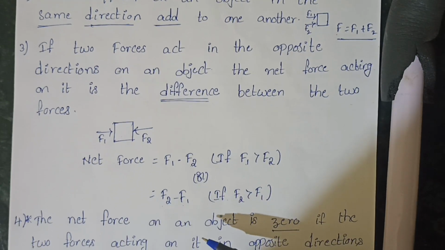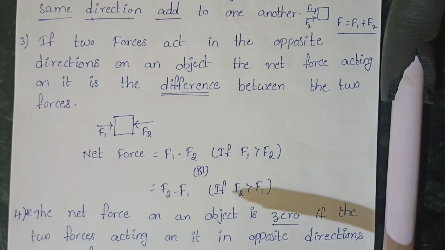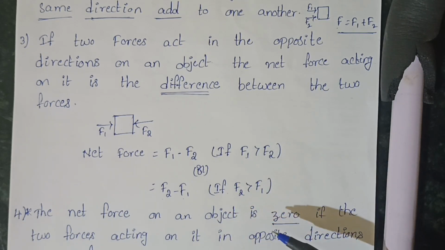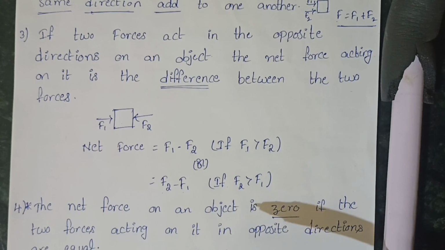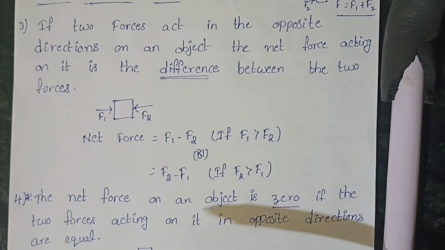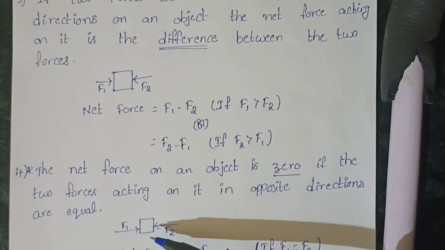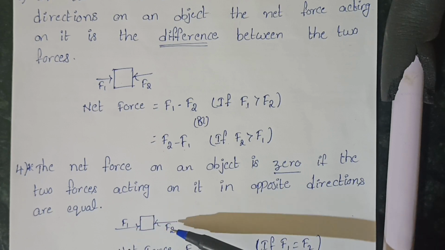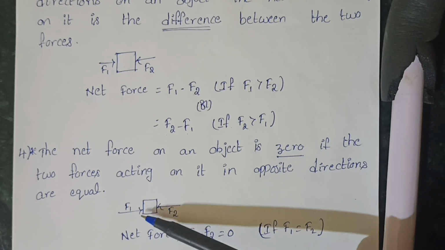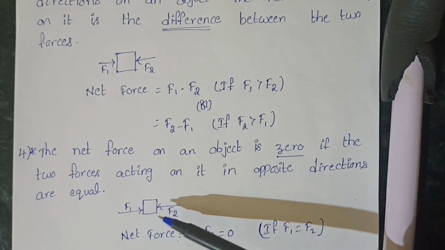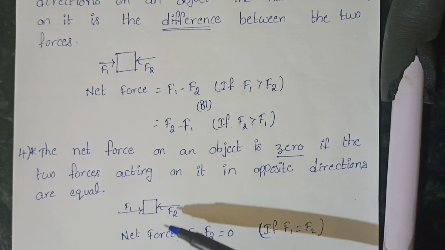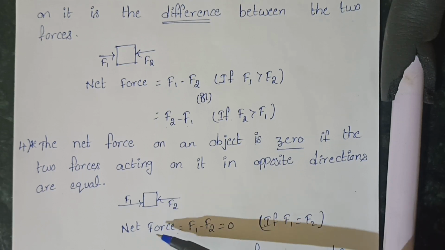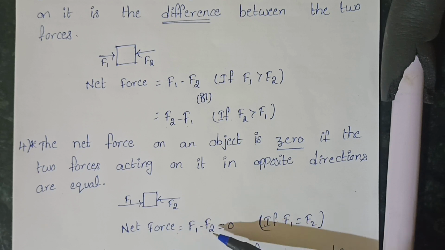So fourth point, very important point, the net force on an object is zero if the two forces acting on it in opposite directions are equal. So suppose if there is a box, two forces are acting, F1 is in the forward direction and F2 is in the backward direction. These two forces are acting opposite to each other. Then the net force is given by F1 minus F2, which is 0.